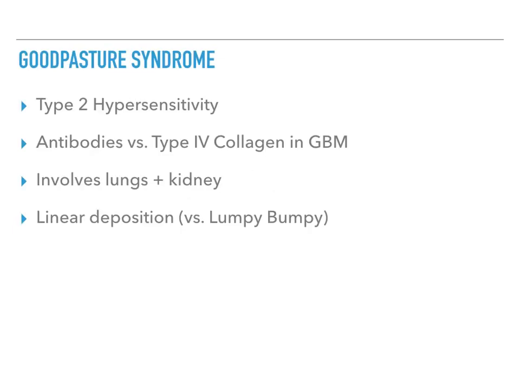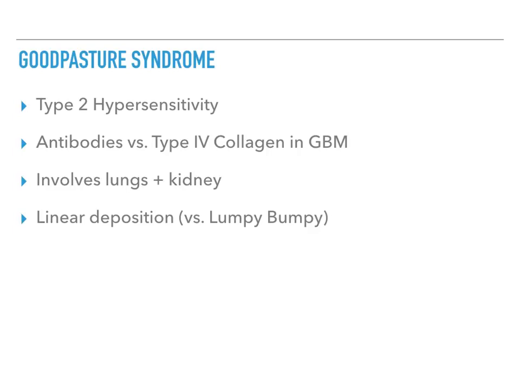Next, Goodpasture syndrome. What the hell is this? Okay, this is a type 2 hypersensitivity reaction. You get antibodies versus a subcomponent of type 4 collagen, which deposit in the glomerular basement membrane. This classically involves the lungs and the kidney, and it gives you a linear deposition. And I told you earlier when we were talking about lumpy bumpy, the difference between lumpy bumpy and linear is that Goodpasture is type 2 hypersensitivity and it's linear, whereas lumpy bumpy is an immune complex deposition, and that's type 3.